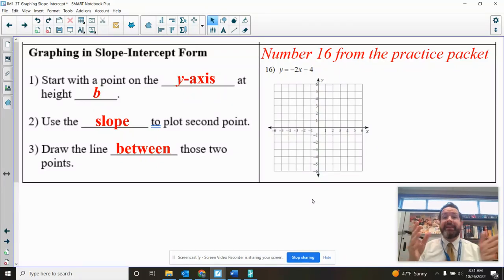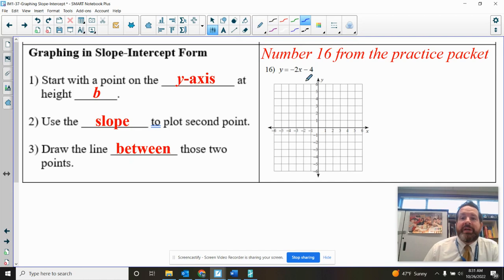Let's make sure that given an equation, we can make a graph of the line that goes with it. Here's what I recommend. Take a look at your equation and begin with your y-intercept. That's the b number that comes from the back. That is your starting point on the y-axis. So I'm going to put a point at a height of -4 on the y-axis.